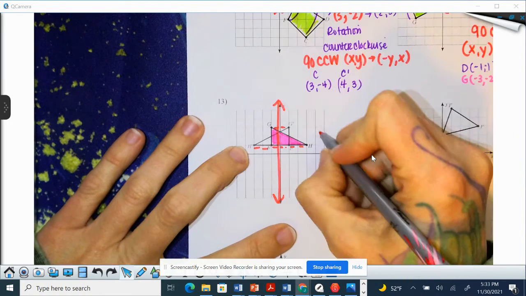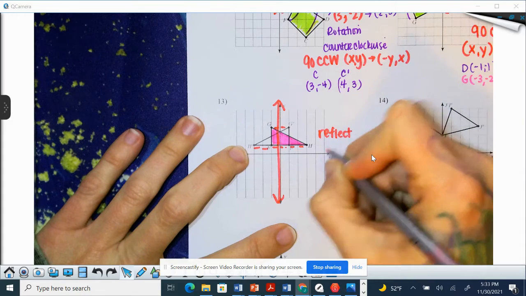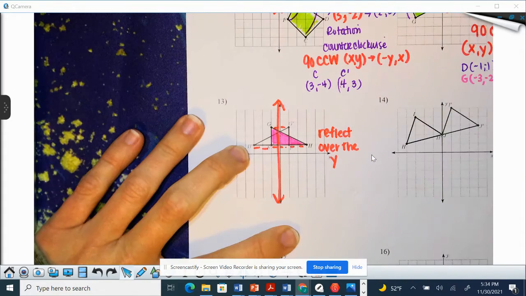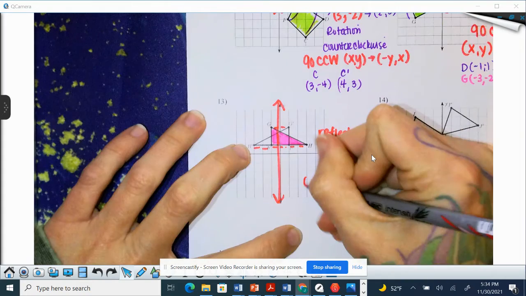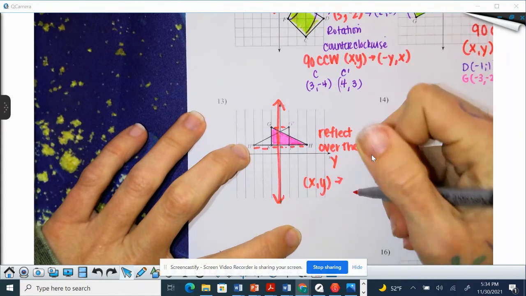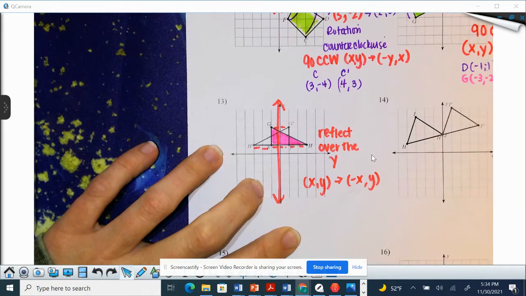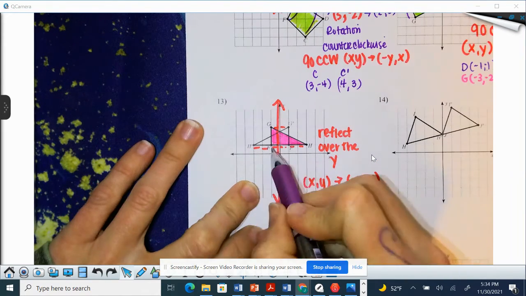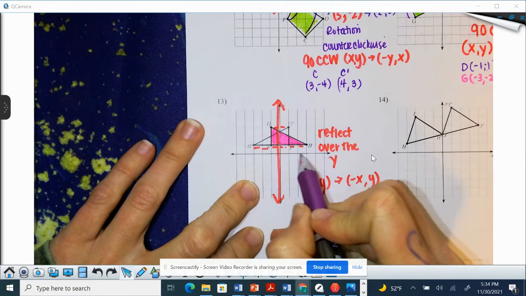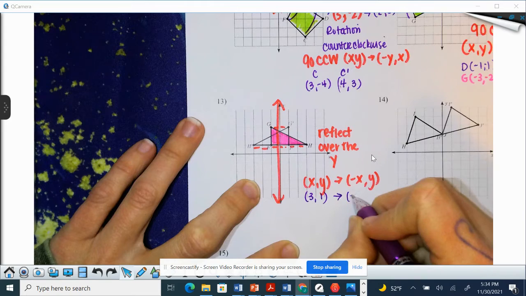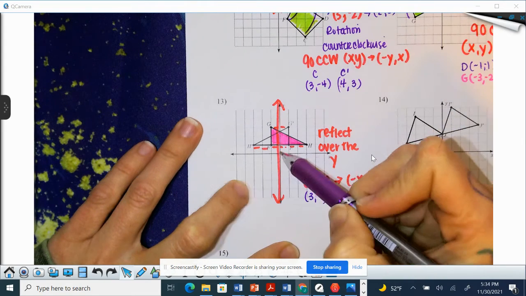So reflect over the y. And we do have a rule for reflection over the y-axis, and that's where your x, y then becomes negative x, y. So you could test some points and make sure if you wanted to. If I use my H, it's 1, 2, 3, 1. So 3, 1. And my H prime should be negative 3, positive 1. So negative 3, positive 1.